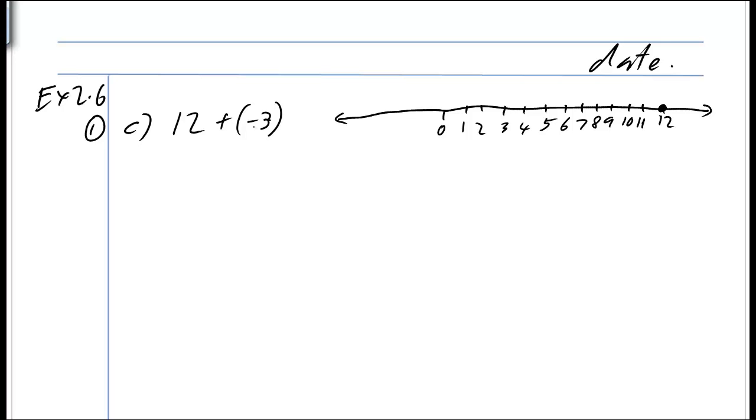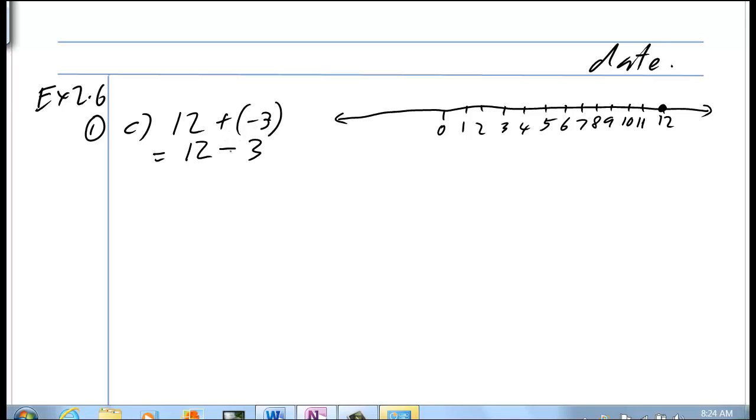Now, when you add negative 3, you can actually change that. When you see a plus and a minus together, like this, a plus next to a minus, that's the same as take away 3. You can get a plus and a minus and change it to a minus. So if you're adding a negative number, all you have to do is subtract the positive number. So you just go take away 3, 1, 2, 3. There you go. So that is 12 plus negative 3. And the answer, of course, is 9.